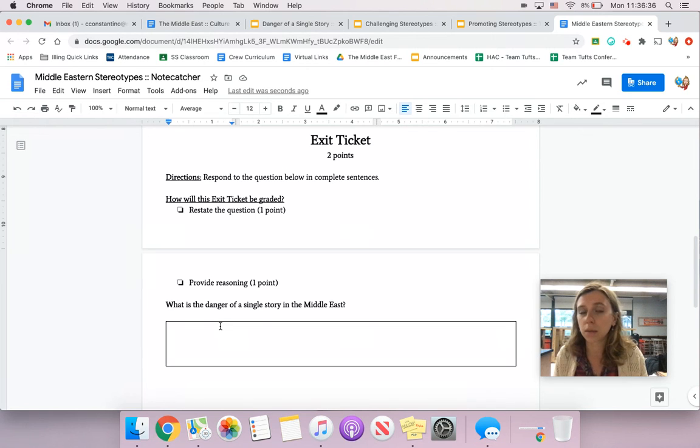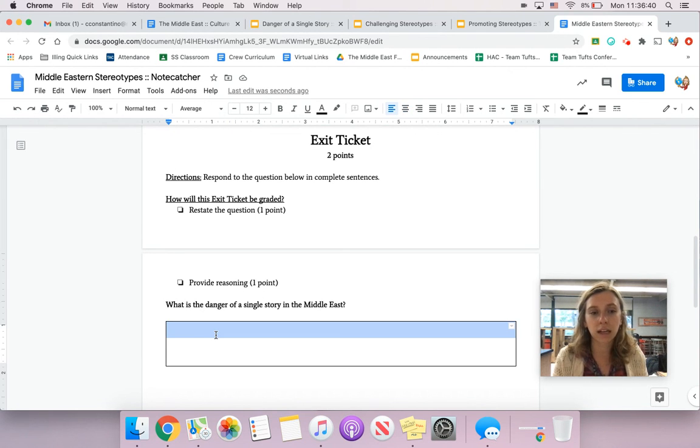You're going to finish by answering this exit ticket question, which is, what is the danger of a single story in the Middle East? Again, that's our guiding question. So respond to this in complete sentences.